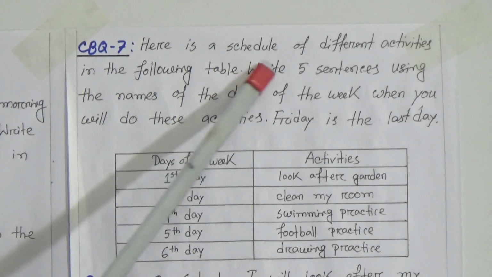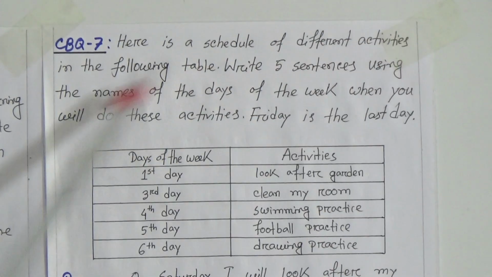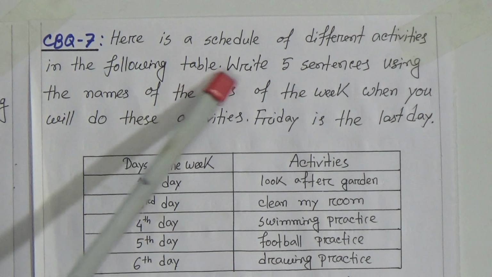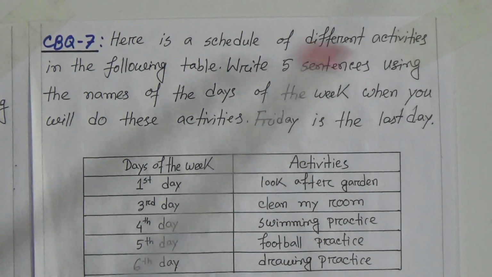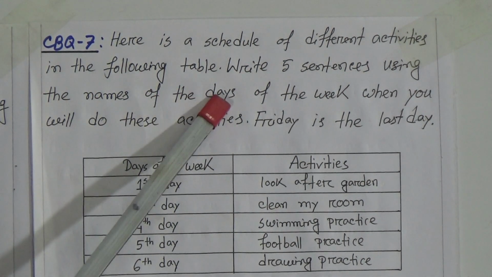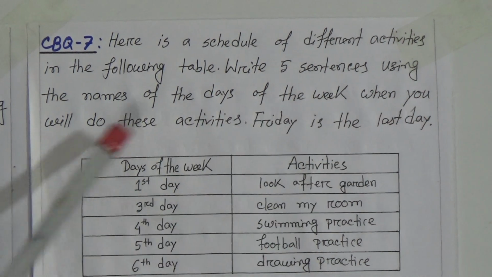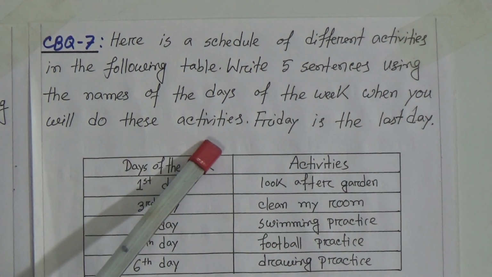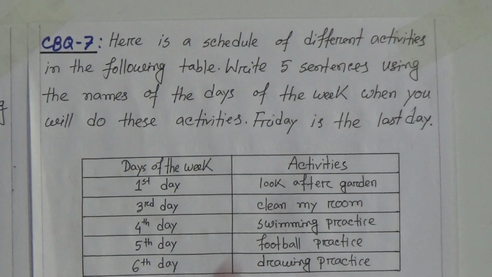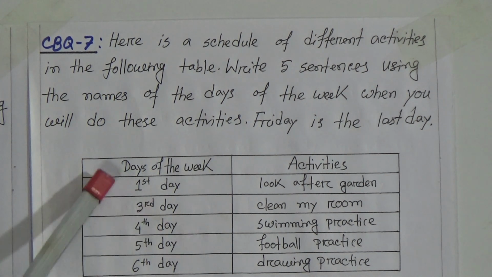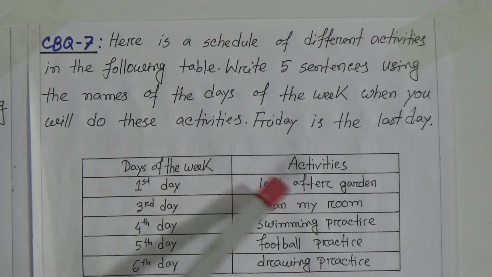Now the second, CBQ number 7. Here is a schedule of different activities in the following table. Write 5 sentences using the names of the days of the week when you will do these activities. Friday is the last day. That means when you will do the activities on a particular day, you will mention it in your answer. Days of the week, activities.